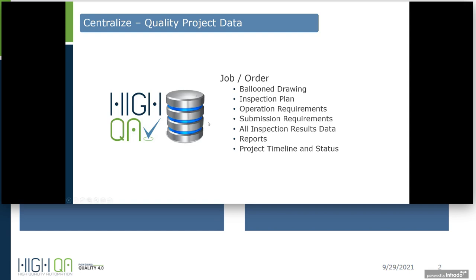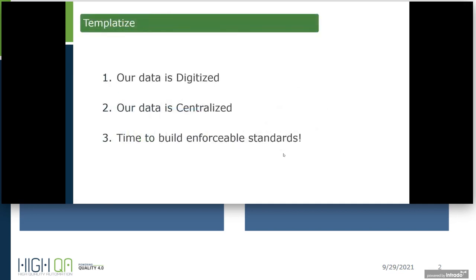We keep track of everything from the balloon drawing, the inspection plan, the operation requirements, submission requirements, the inspection result data, all organized hierarchically like we discussed in the previous slide, all the reports, and even project timelines and status, so that you can go to one spot to see in real time where everything is at. Okay, so once we've done these two steps, we've digitized our data, we've centralized it. Now it's time to start building those enforceable standards, right? So we're going to templatize from here.